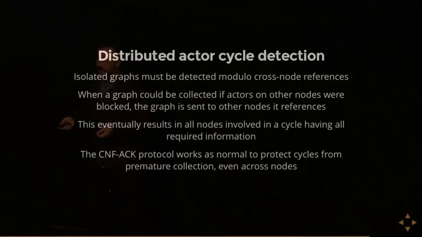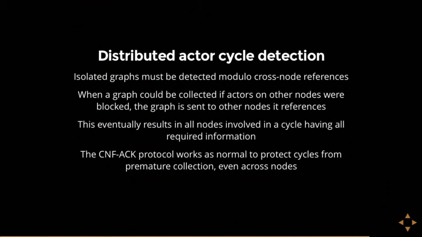So, distributed actor cycle detection. Because we're running a cycle detector on each node, right? So how are we going to detect a cycle of actors that spreads across a cluster? And it turns out this is another ORCA problem, and it's an eventual consistency algorithm, effectively. In fact, all of the ORCA protocols are a form of eventual consistency algorithm, which is if we detect an isolated cycle modulo cross-node references, then what we can do is inform any other nodes that we reference from that isolated graph. We don't need to know who comes into it, only what comes out of it.